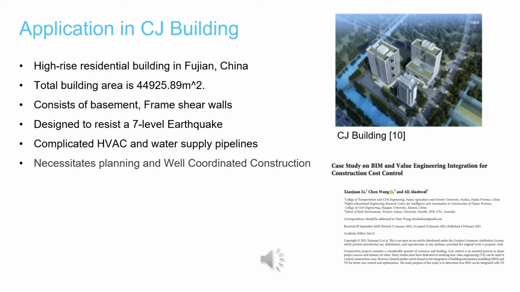The project under consideration is a high-rise residential building in Fujian, China. It consists of a basement and frame shear walls. It was designed to resist a 7-level earthquake. Due to the grand scale of this project and its complicated HVAC and water supply pipelines, it is necessary that the project is well planned and the construction well coordinated. As such, this project lends itself well to the use of BIM and value engineering.